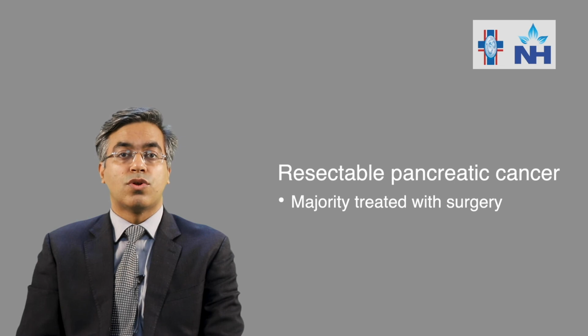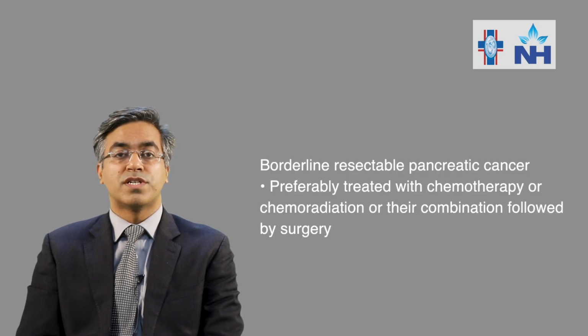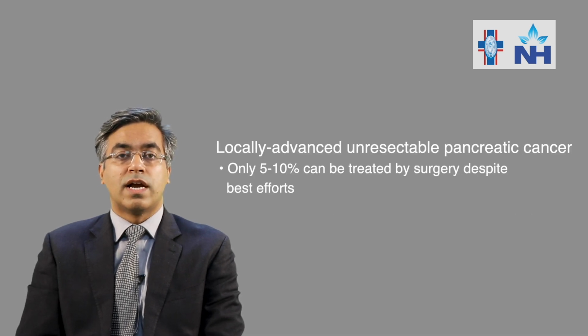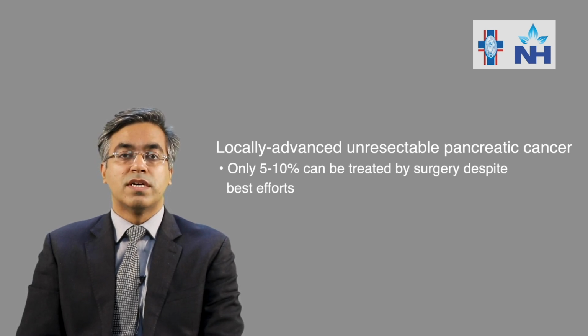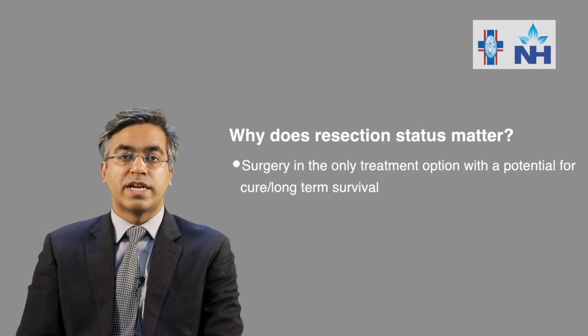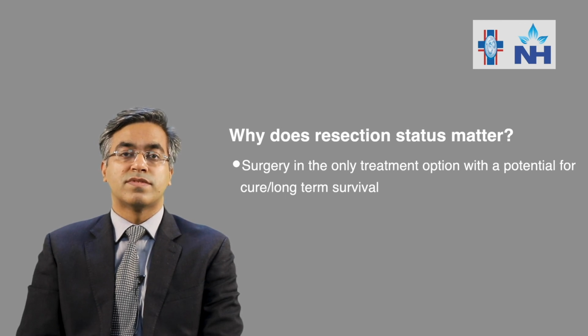For example, almost all the patients with resectable pancreatic cancer can be treated by surgery. And for most patients with borderline resectable pancreatic cancer, one would preferably use a combination of chemotherapy or chemoradiotherapy prior to addressing this group of tumors by surgery. And only a few, 5 to 10% of patients with locally advanced unresectable tumors can be treated by surgery. This is important because, as we know, surgery is the only treatment which gives the opportunity to the patient for a long-term survival.